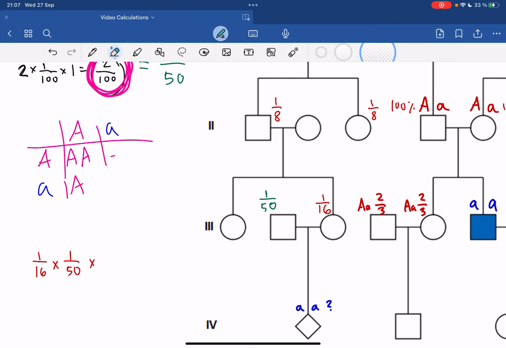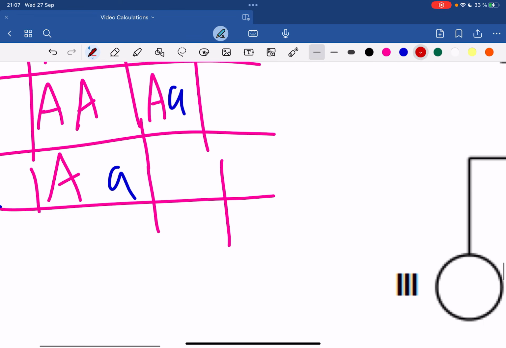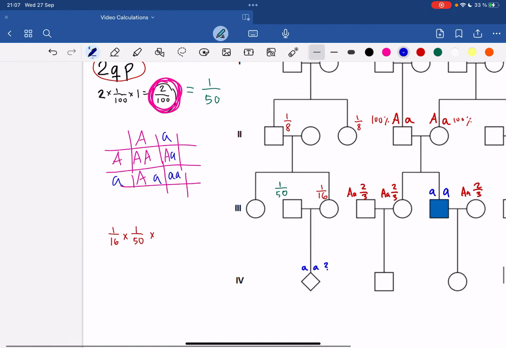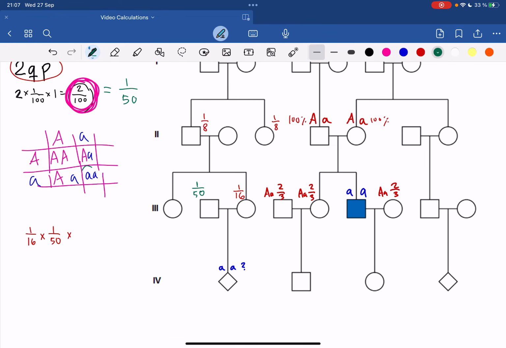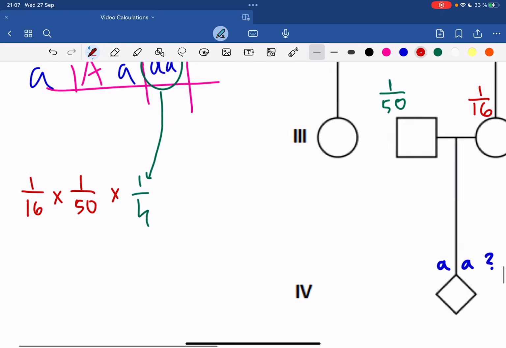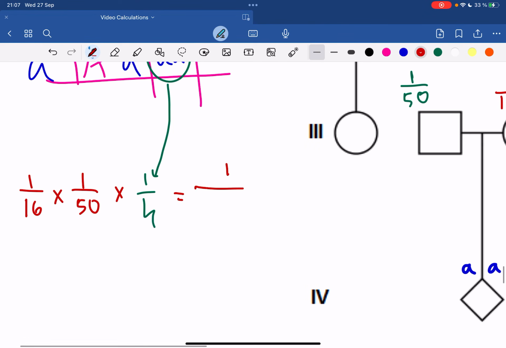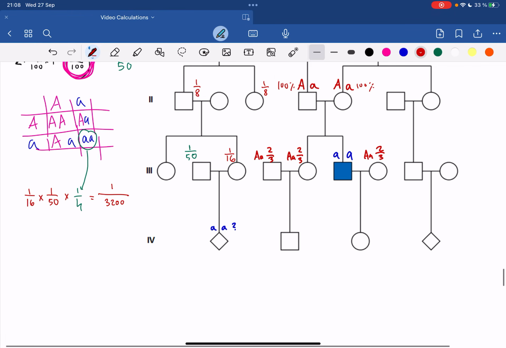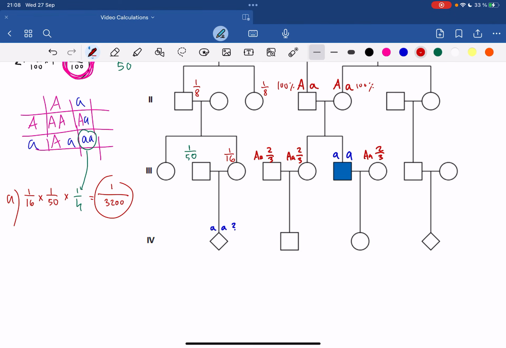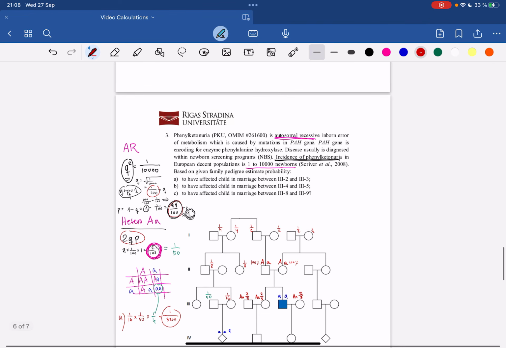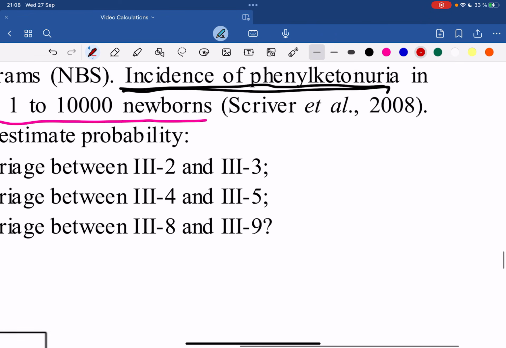Also, this is wrong. Why didn't you guys tell me anything? So right here, this is 1/4. Therefore, it would be 1/4 times, which is equal to, I'm cheating right now, I'm looking at my notes, 1 out of 3200. That's for question A. Isn't this fun? 1 out of 3200.